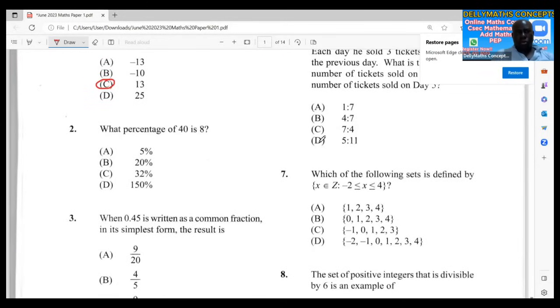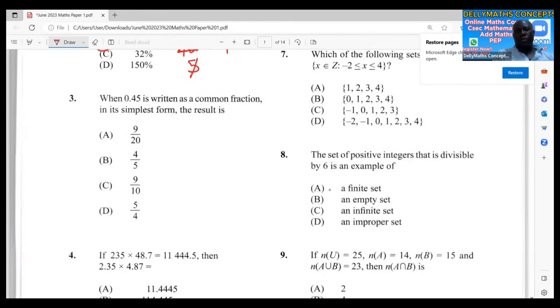Number 2 says, what percentage of 40 is 8? It simply means we're representing 8 over 40, and we want to multiply this by 100. Working it out, we cancel 8 into itself 1, and 8 into 40 is 5, and 5 into 100 is 20. All right, so we pick 20 right there.